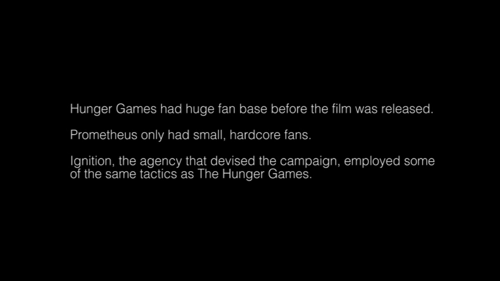It was an interesting case with Prometheus because the Hunger Games that was released roughly at the same time already had this very active fan base who'd read the books. So Prometheus didn't have such a big pre-existing fan base. There were hardcore fans who knew the franchise of films, but they had to be much more creative.